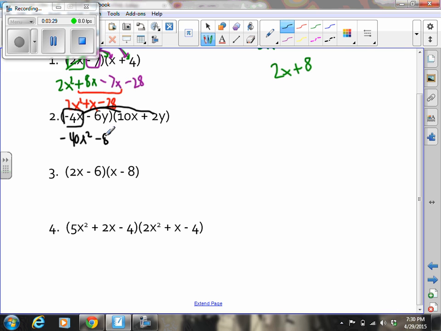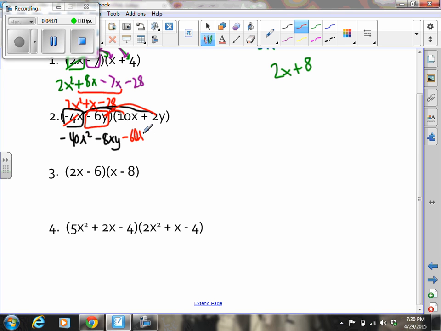And I'm just going to put my variables in alphabetical order. So instead of saying yx, which I could, I'm going to say xy, just to kind of keep some consistency with my math. And now I have successfully multiplied by negative 4x. Let's do the same process with negative 6y as my multiplier. We'll distribute it to 10x and we'll distribute it to 2y. Negative 6y times 10x would give me negative 60. And it doesn't matter here if I put yx or if I put xy, but let's be consistent.